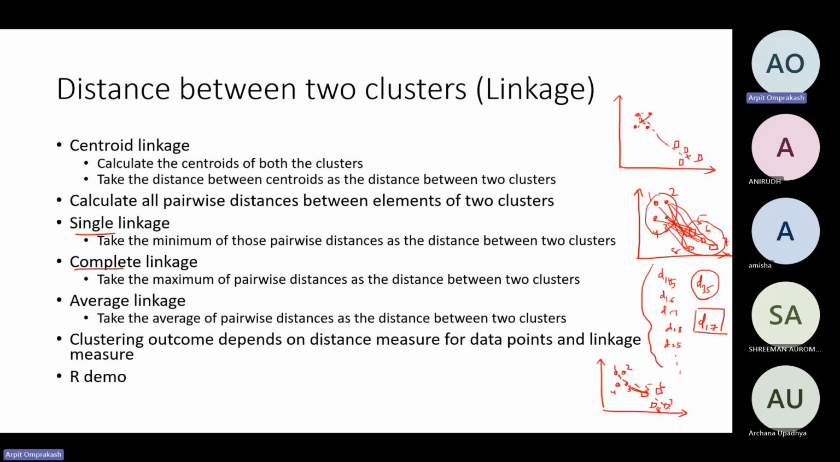And also based on all the linkage measures that we discussed here, the centroid linkage, single linkage, complete linkage, and average linkage, based on what you choose for your data, your clustering outcome will also depend on that. So you might get different clusters of points if you take different kinds of distance or linkage measure. Okay. Is this clear for everyone? Does anyone have any doubts?